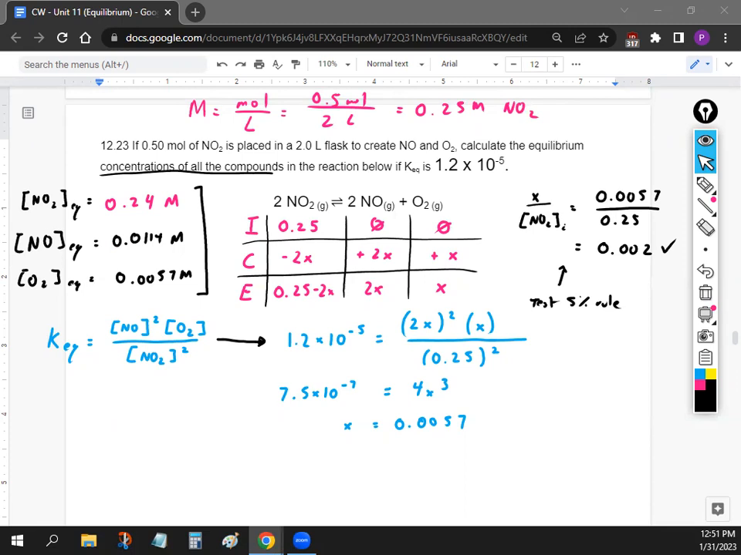So basically, the key point, the reason why we're going over this, is to practice using the ice tables, because we'll be continuing to use them. But also, the thing I do want to point out is that the equilibrium constant is a ratio between the products and the reactants. Okay, that's what's going to be important as we go forward.